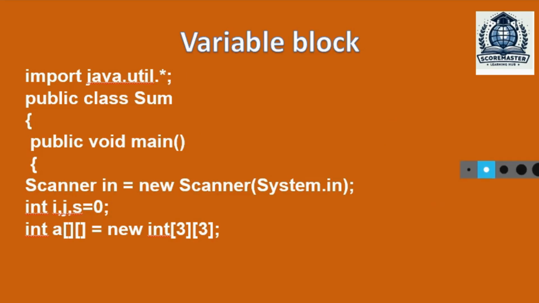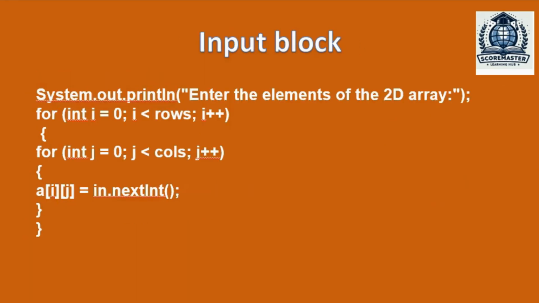Coming on to the second block. What is the second block? Yes, correct. It is the input block. In the input block, I'm just asking the user to enter the elements of a two-dimension array. If you see here, it is given as rows and columns, where I will be having 3 rows and 3 columns. So for i equal to 0, i less than 3, i plus plus; for j equal to 0, j less than 3, j plus plus. Now I will be taking the input. The input statement is in.nextInt(), which is stored in a[i][j]. So this is the second block, which is called the input block.